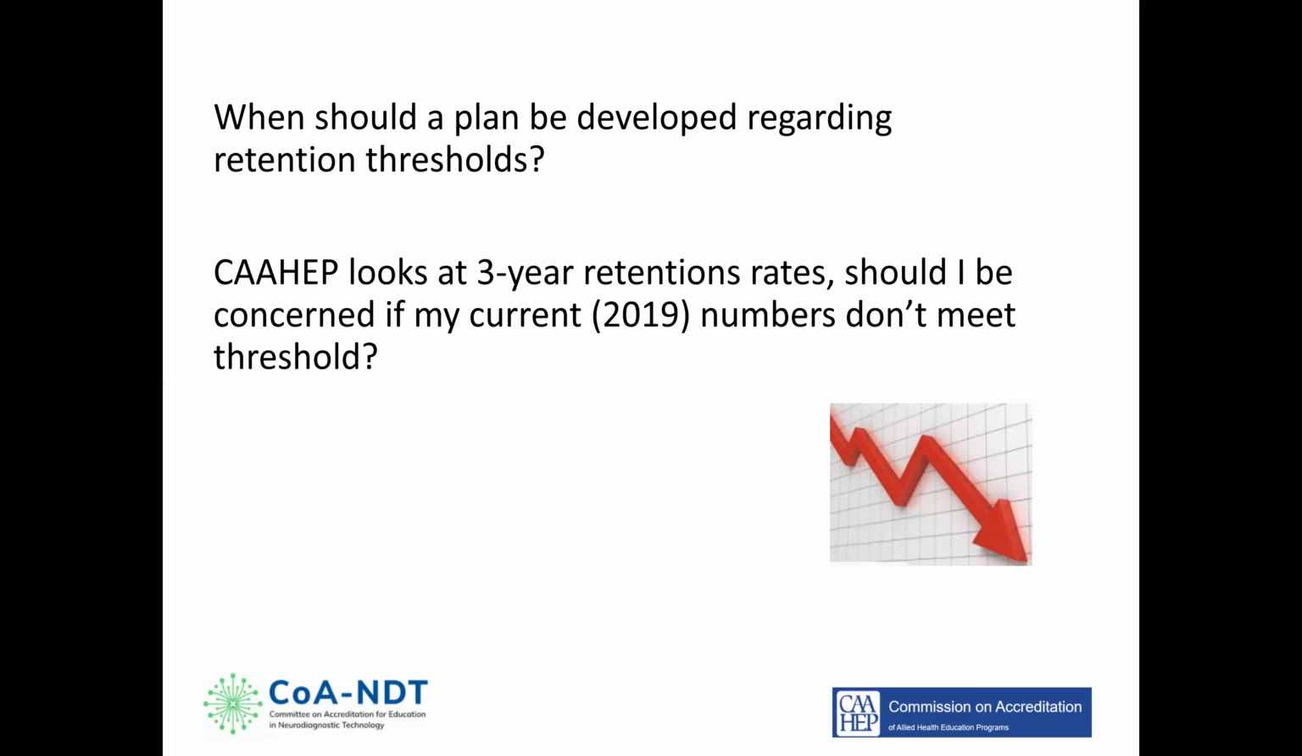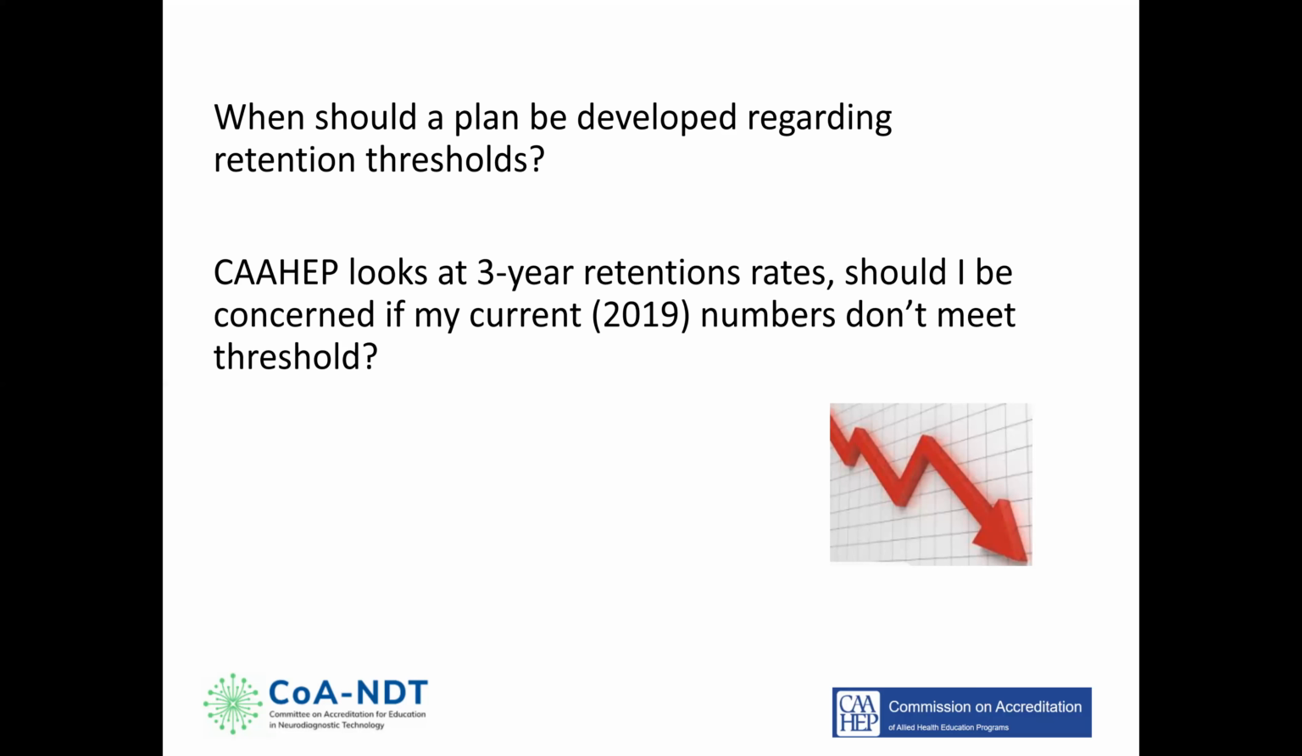But in your letter back from us, we would say you met the threshold. However, COA noticed that you had 2 years of declining retention rates and encourages you to begin to explore factors that may be contributing to that. So you don't get a citation, but you get a, hey, we're looking at this, and you should be too.